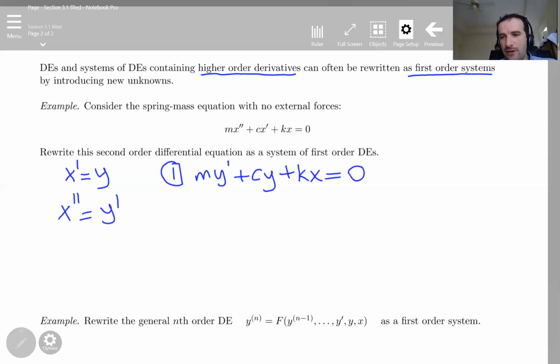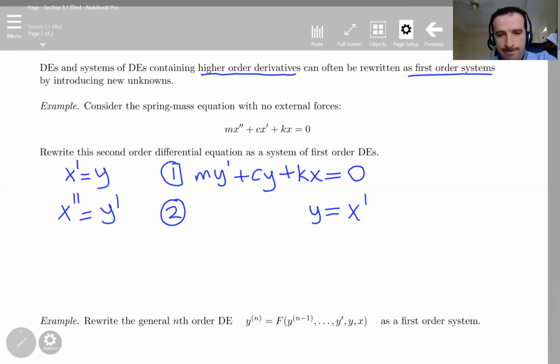What is the order of this differential equation? 1, right? Because the highest derivative is 1. And the second first order differential equation is already here: y is equal to x prime. Now I can use these two first order differential equations to solve that second order differential equation. What we are doing here is nothing but introducing new unknowns, new variables, and trying to reduce the order of the differential equation.